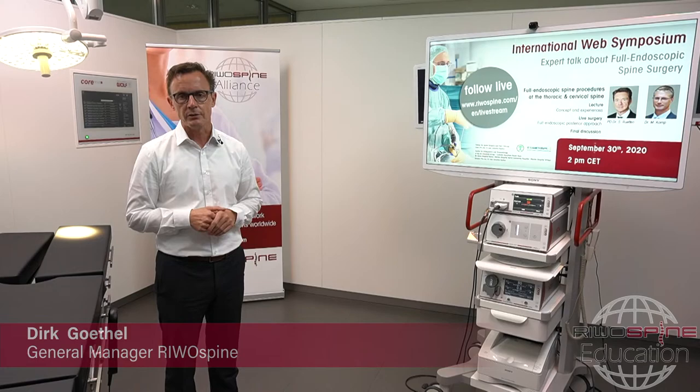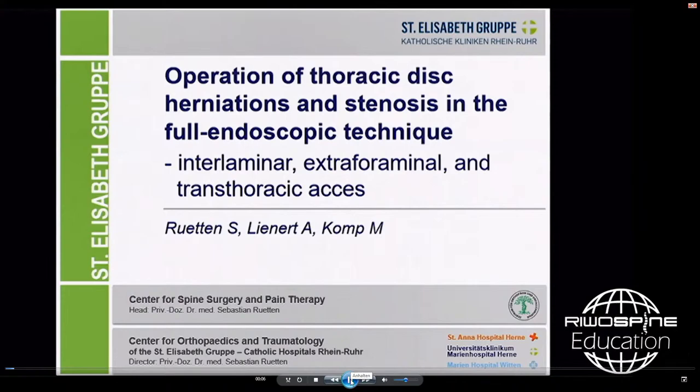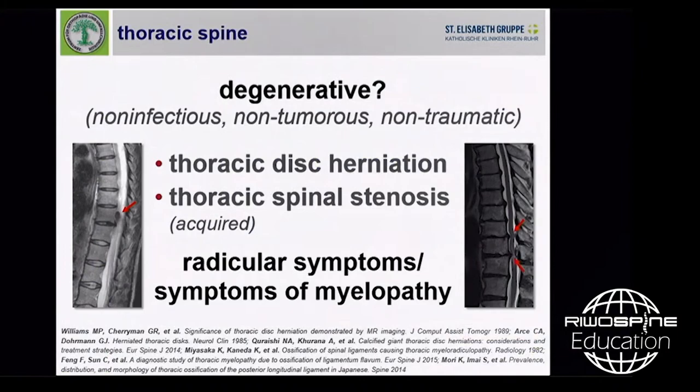Now, thoracic spine, that's really rare. So I told you we perform around 1,500 endoscopic procedures a year, and I would say, depending on the year, 5, 10, 15 at the thoracic spine. So it's really a rare situation. We're talking only about what we call degenerative situations. These are thoracic disc herniations and spinal stenosis.